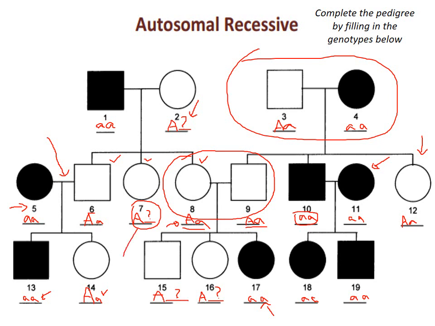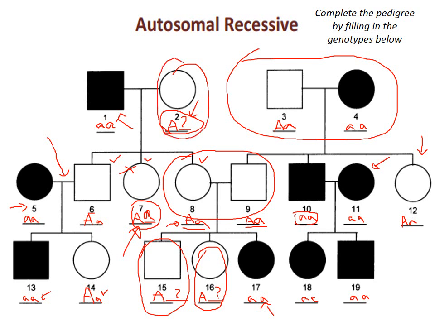We can figure out individual 7. I'm not sure why it took me this long to get to this conclusion, but this individual can't be big A because this father does not have big A to give. So this person has to be big A, little a. We're just not sure what this person is up here. It could be big A. It could be big A, little a. We need more kids to confirm or further testing. So the only ones we're not really sure about are individuals 15, 16, and 2. We just need further information.